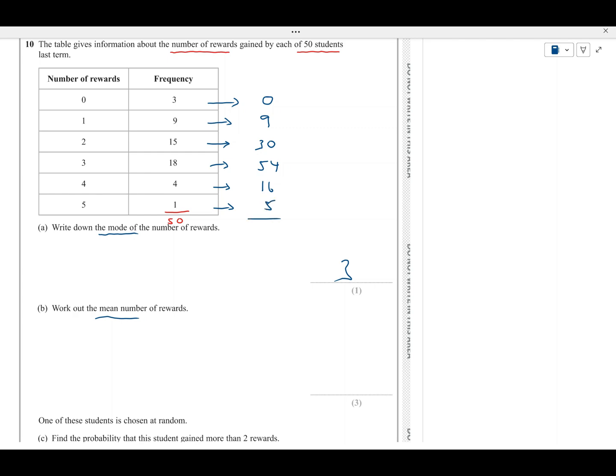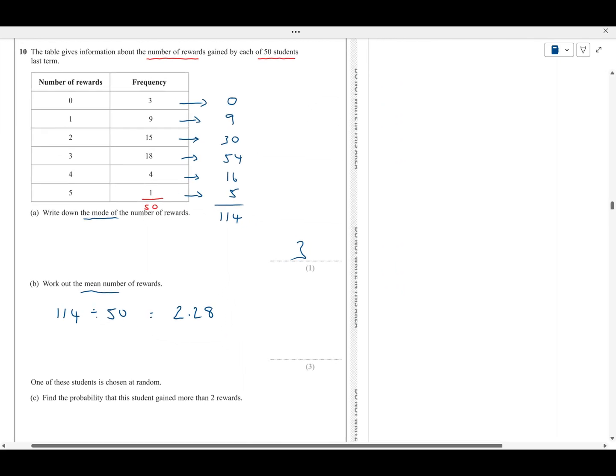So how many rewards is that given out in total? I'm just adding up those blue numbers now. So 114 rewards were given out in total. And how many people were they shared between? The 50 people. Which gives me a mean number of rewards of 2.28. Let's just check that answer seems reasonable. 2 and a bit rewards on average between each person. That seems reasonable because everybody got between 0 and 5 rewards.